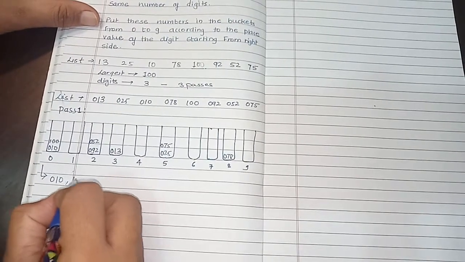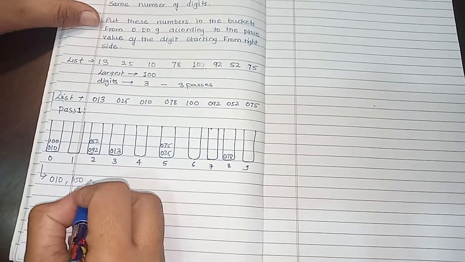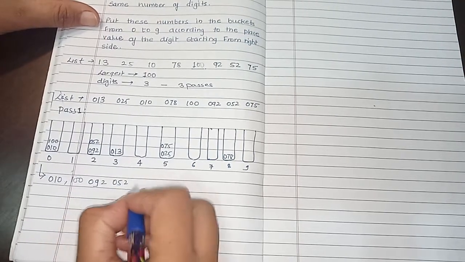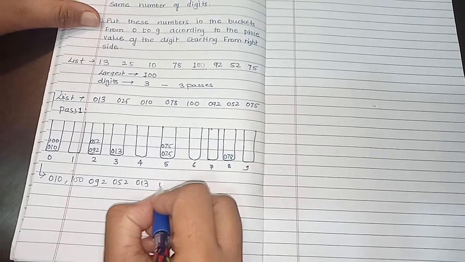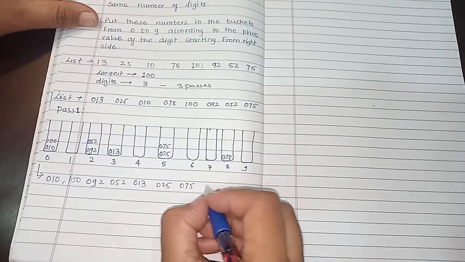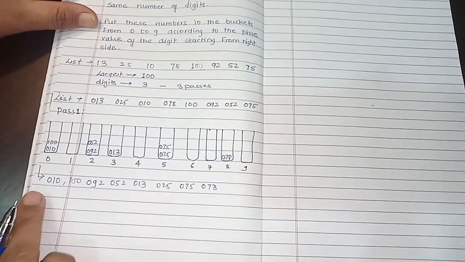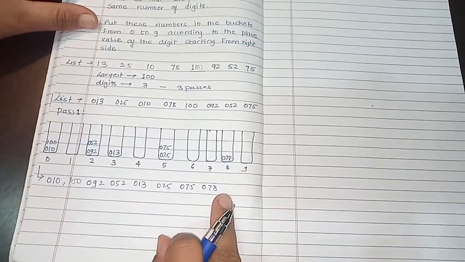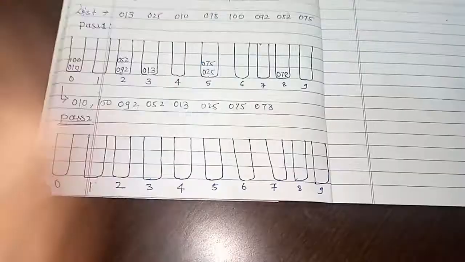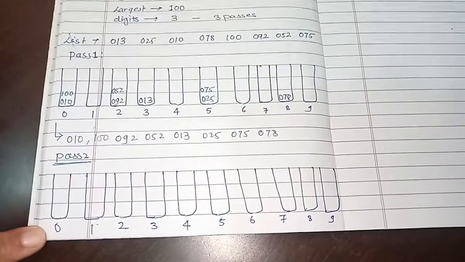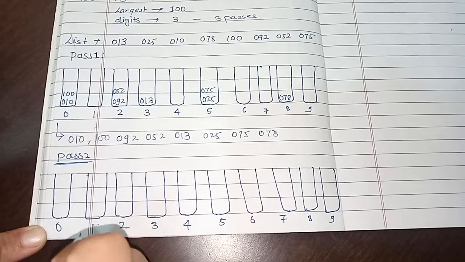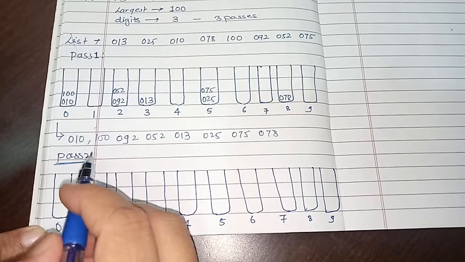Then 100 will be taken out, then 092, then 052, then 013, 025, 075, then 078. So all we have taken out. After that, now we have to go for the pass 2. Okay, to perform the pass 2 of radix sort, what will we need to do then?